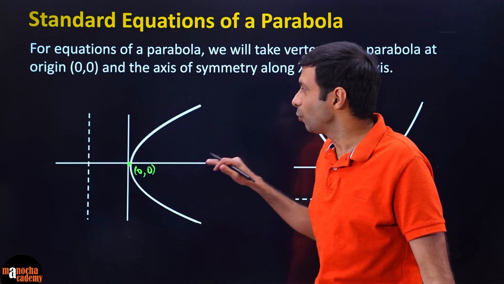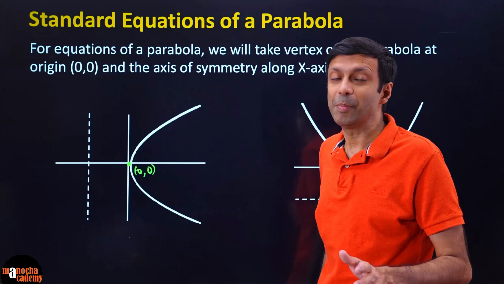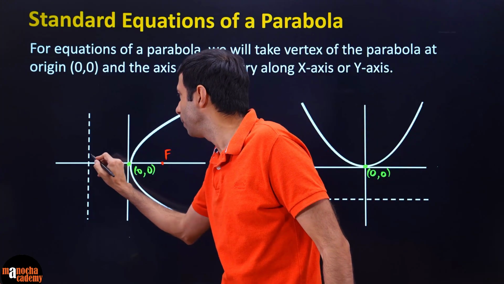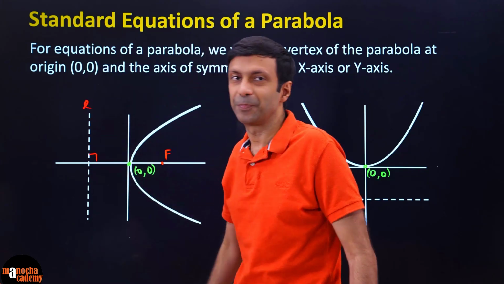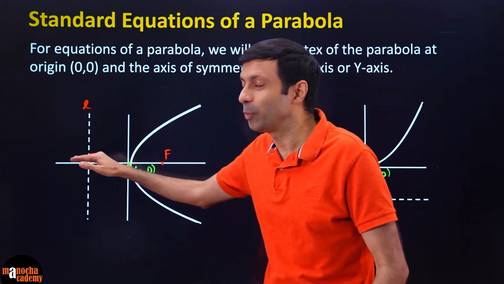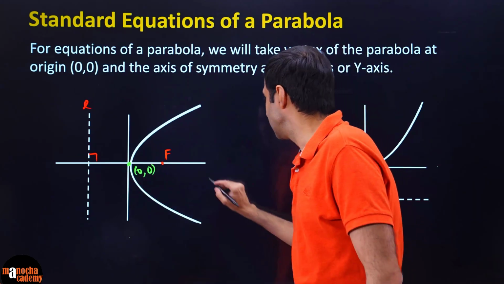And as you can see, what is the axis of the parabola? Remember, the axis of the parabola is the line passing through the focus and perpendicular to the directrix. So here, what is the axis of the parabola? That's right, it's going to be the x-axis. So these are the coordinate axes.